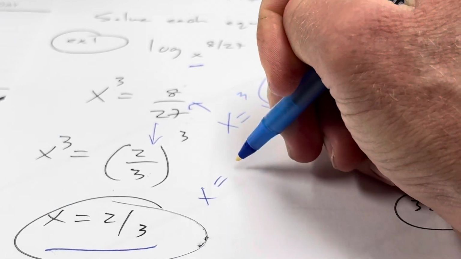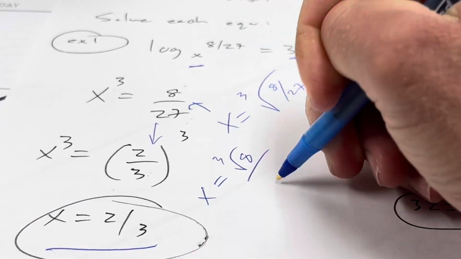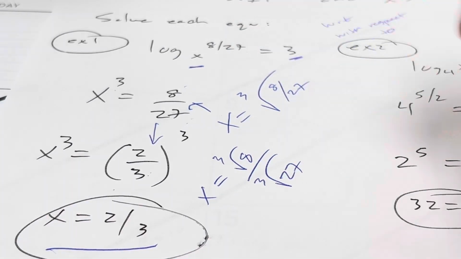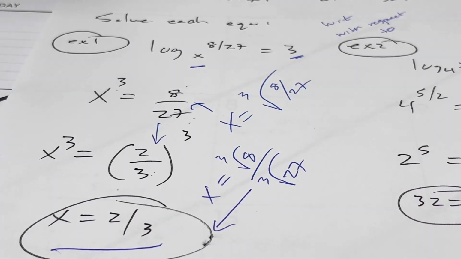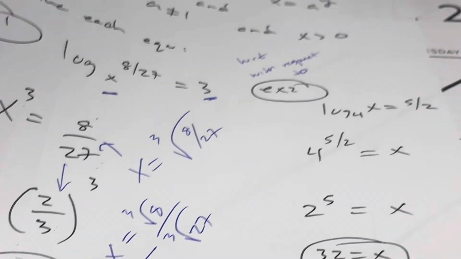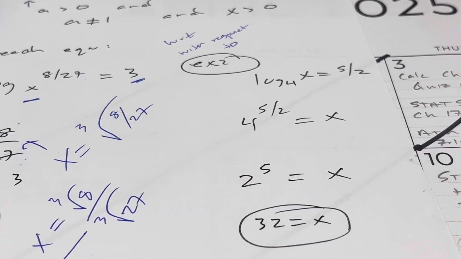Some of you might want to do this: I'm going to take the cube root of 8, I'm going to take the cube root of 27, and that gives you 2/3. That works as well. This one's a little quicker here. Number 2 is a little more straightforward.